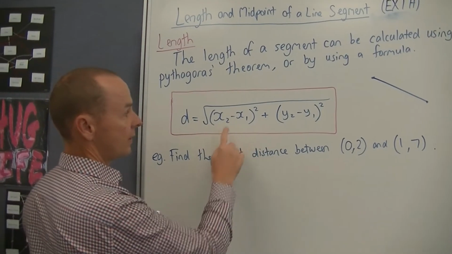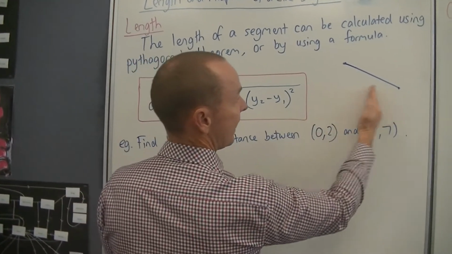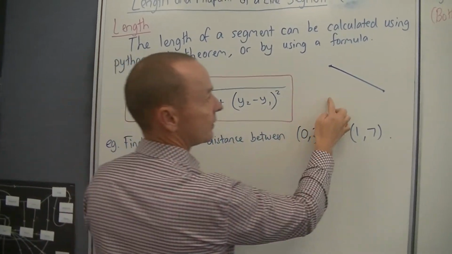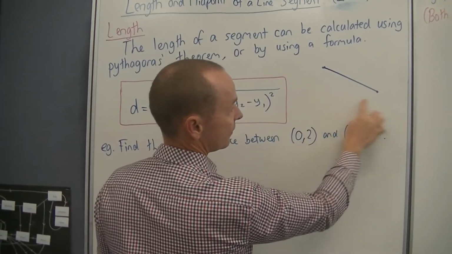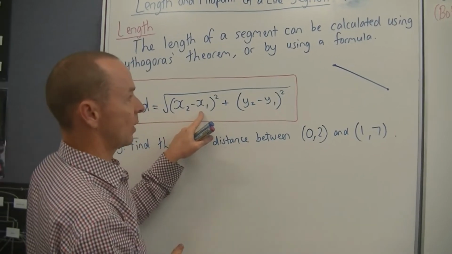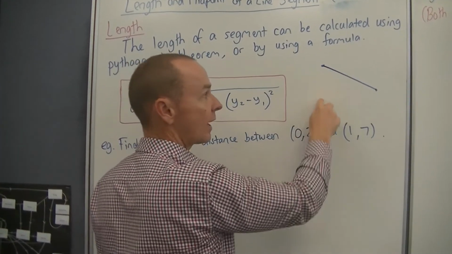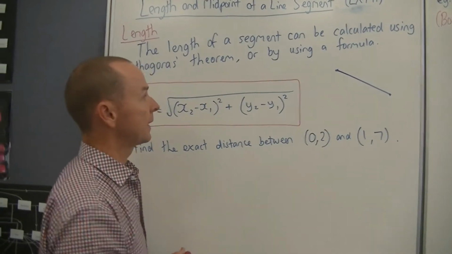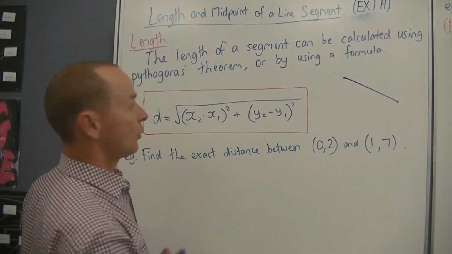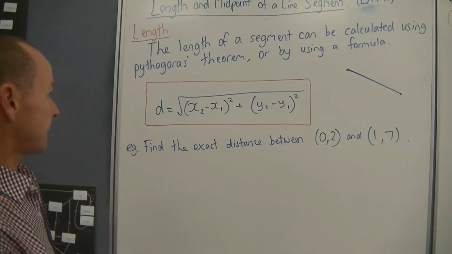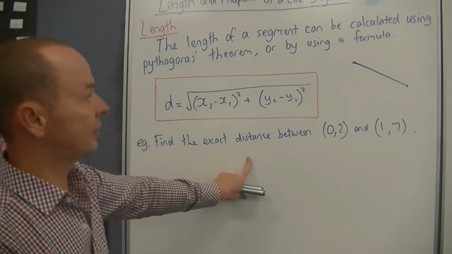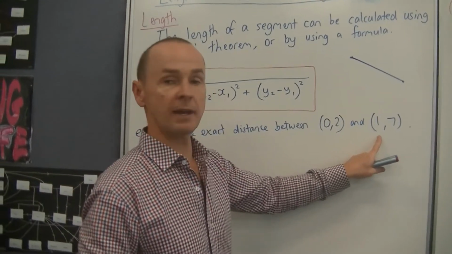The difference in the x values of the two points is x2 minus x1. And this here is the difference in the y values, which is the rise. If you remember that, the rise and the run. So I'll do some examples and explain it. So find the exact distance between (0, 2) and (1, 7).